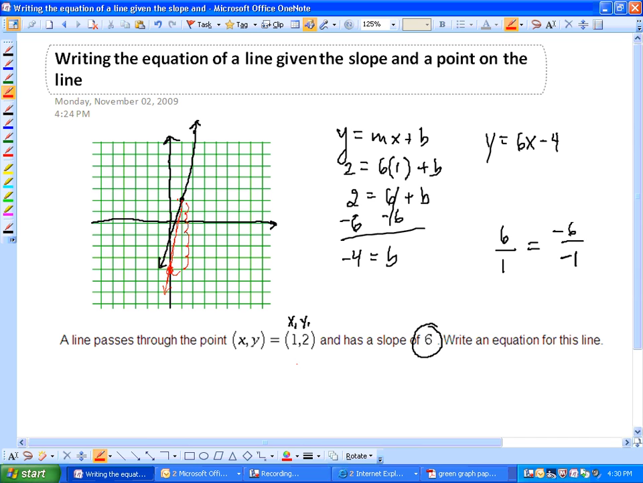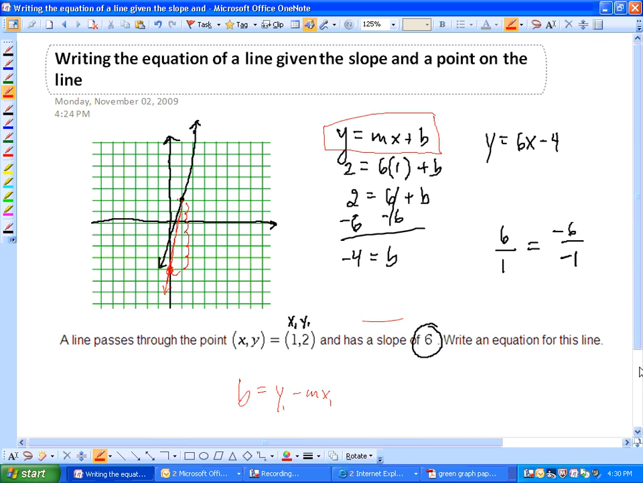But that's how you go about doing it. So if you plug in your point along with your slope into y equals mx plus b and solve for b, you can get it. As a shortcut, you can also do b is equal to y1 minus mx1. It's the same equation, but I've moved the mx to the other side.